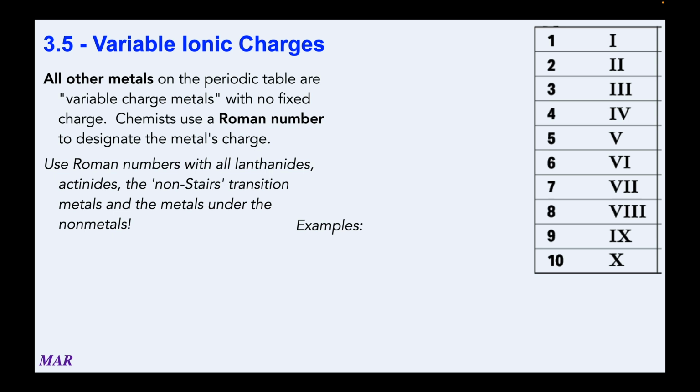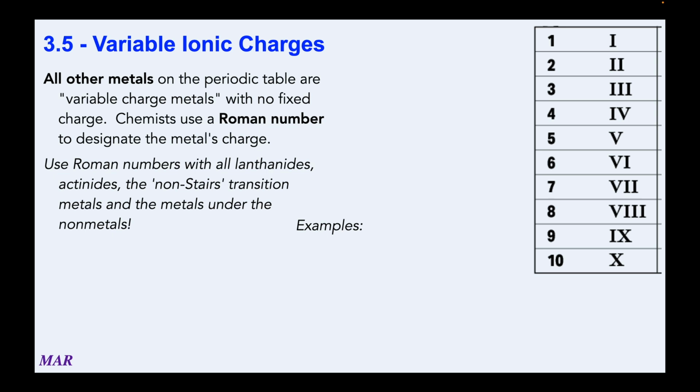are variable charge metals. And what that means is that even I, with my PhD, would not know what the charge is. So we need a way to talk to each other about what the charge is going to be. And chemists use a Roman numeral to talk about it. So Roman numerals are used with all the lanthanides and actinides, all the non-stairs transition metals, a couple metals under the nonmetals, a lot of them.